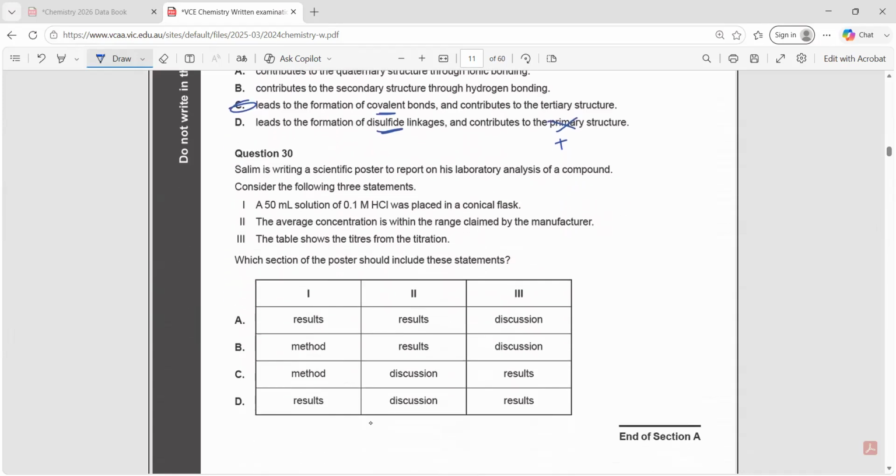Which section of the process? A 50 milliliter solution was placed in a conical flask, so obviously that's the method. So B or C: the average concentration is within the range claimed by the manufacturer. The table shows the titers from the titration, so this would be the results. And then that is basically discussing whether the range claimed by the manufacturer is true. So there'll be the discussion. So it'd be C.